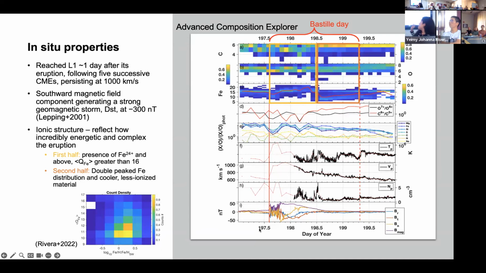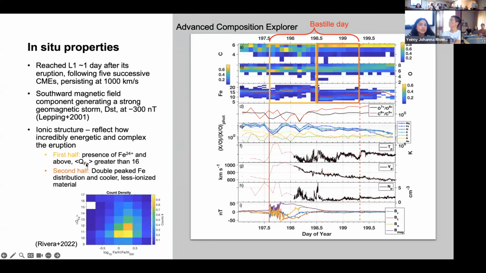Within the two boxes that I put up there, we've tried to reconstruct the general structure of these two main structures of the Bastille CME. The first half of the CME generally shows very, very highly ionized plasma. If you look at the charge state distribution of iron, the plasma peaks at iron 16, and we see the presence of iron 24 plus persistently across this entire region. So, highly, highly ionized plasma, as reflected by the charge state distribution of iron.